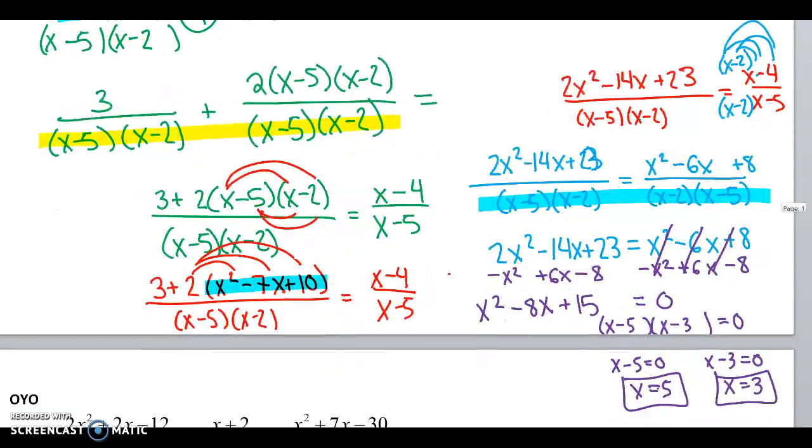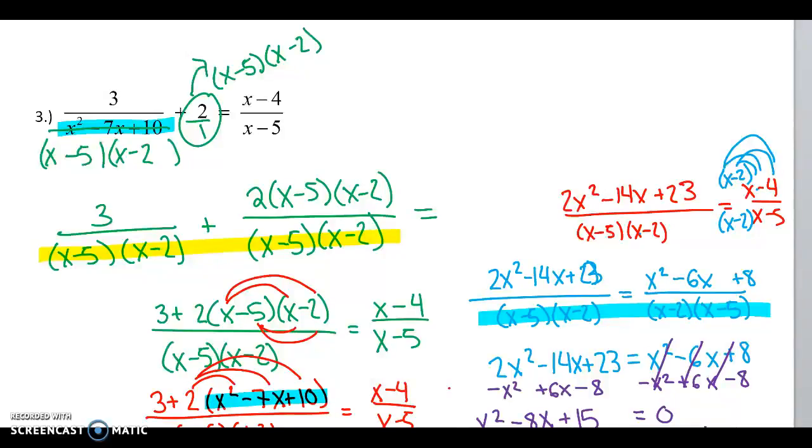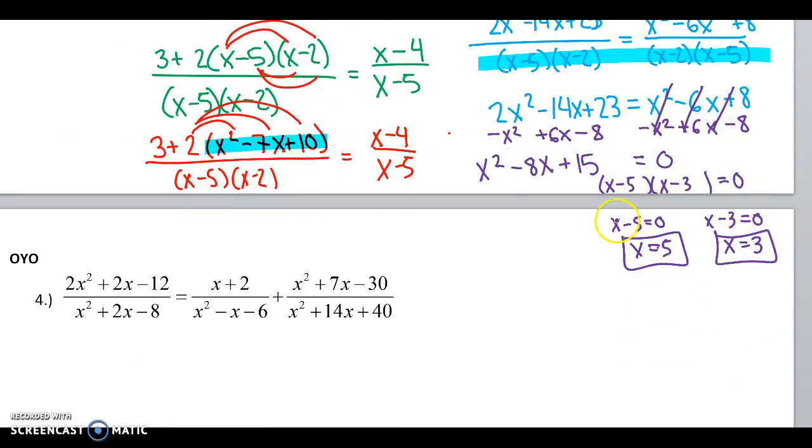But what happens if I plug in x equals 5? I'll have 5 minus 5 over here, which equals 0. Can I divide a number by 0? No, you can't. So therefore, our solution of x equals 5 is going to be extraneous. Therefore, it's a false solution. So I'm just going to say this is not a solution that works, and my only solution is x equals 3.